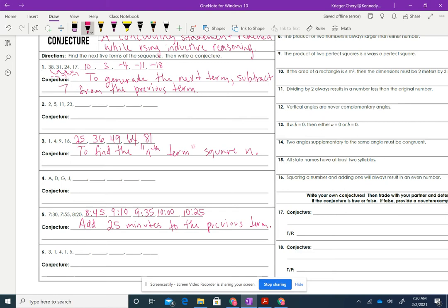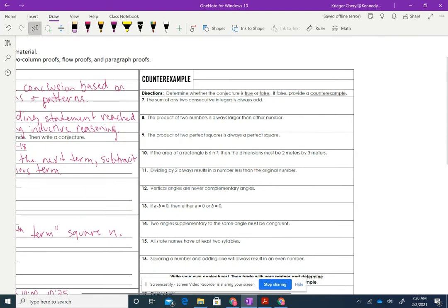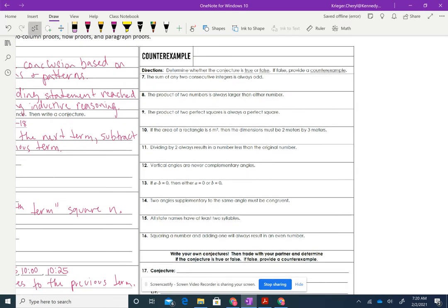Okay, so I left you 2, 4, and 6 to find. I'll give you a hint for number 6 because this one's a little confusing. All right, so that was a pi symbol. So what is a counterexample? A counterexample is an example that shows a conjecture is false.